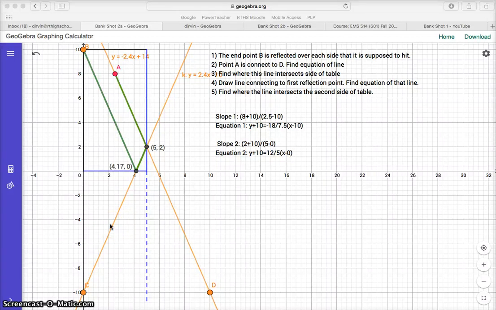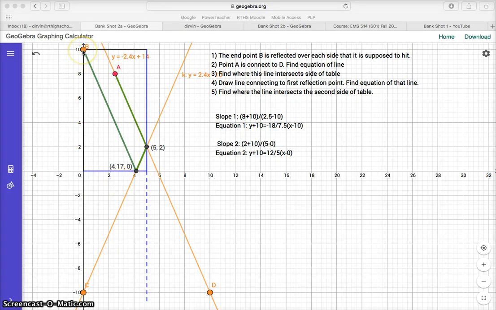Okay, so this time I've done it with an analytic approach here. In order to do this, first I realized that in order to make the ball A bounce off both blue walls, I needed to reflect it over both blue walls.